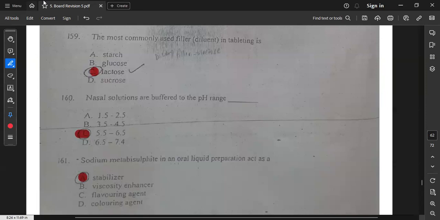When we do stabilizers, they are about 4. They are preservatives, buffers, antioxidants, and surfactants. Stabilizers are categorized under the preservative, buffer, antioxidants, and surfactants. So, if it is an antioxidant, it's under stabilizers. Okay, thank you.